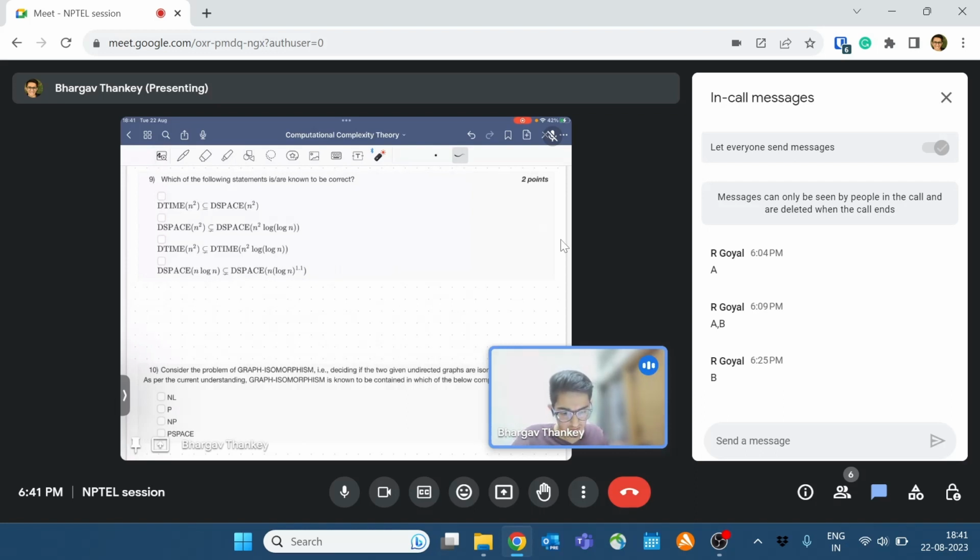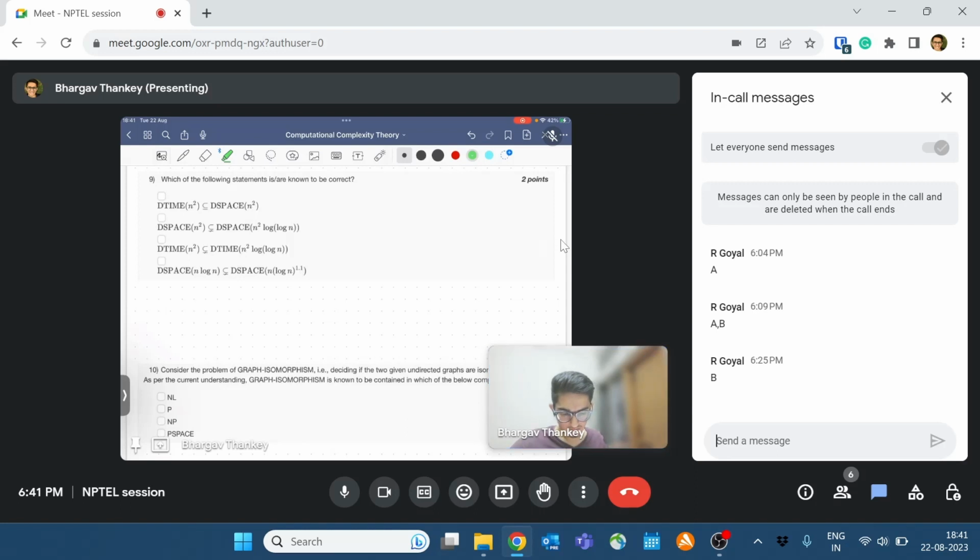Okay, so the ninth problem is: which of the following statements is or are known to be correct? D time n square is in D space n square. D space n square is strictly contained in D space n square log n. D time n square is strictly contained in D time n square log n. And D space n log n is strictly contained in D space n log n to the 1.1. So which of these are correct?